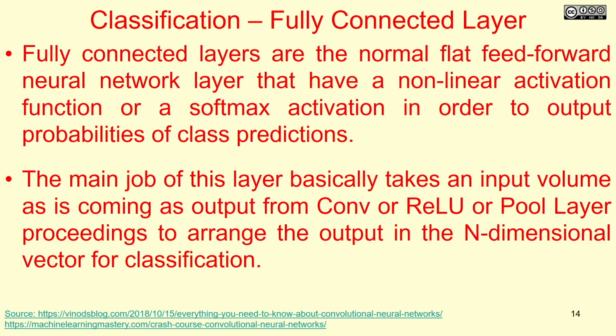The final task of the convolutional neural network model is classification, that is the fully connected layer. Fully connected layer, what is it? It is a normal flat feed forward neural network. So it is not one layer, it is a neural network, and it is a feed forward neural network trained by the backpropagation algorithm, what we have seen so far.